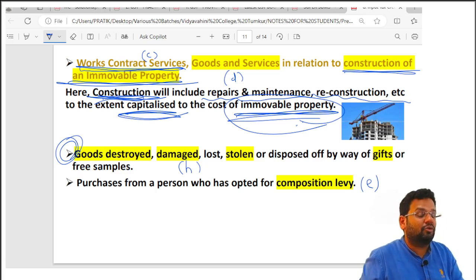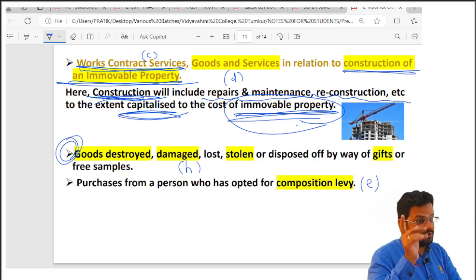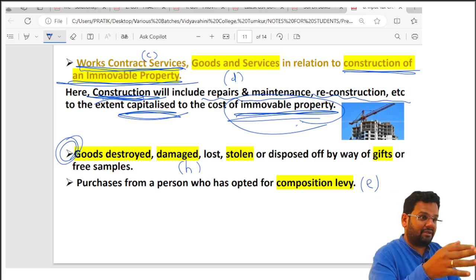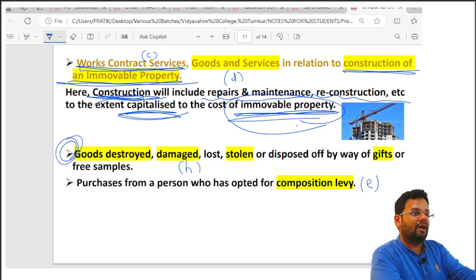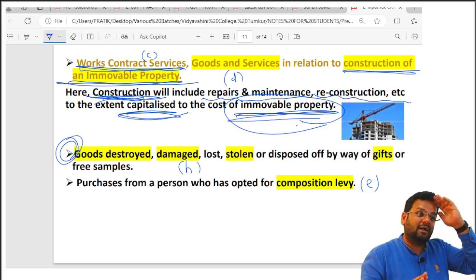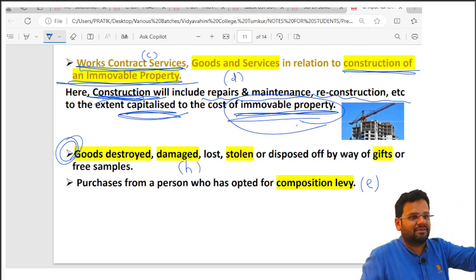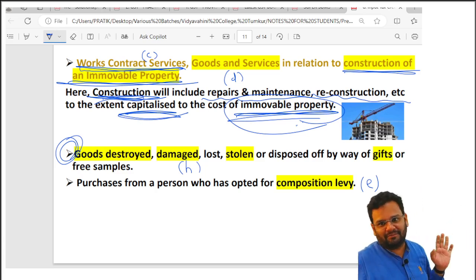No sympathy, unless a notification comes to waive off the duty. In special cases, the government can issue a notification that, oh, so sorry, there was a flood, so we will allow you to keep the ITC. Already you are in loss, but that is an exceptional circumstance. What is the usual thing? ITC will be blocked.